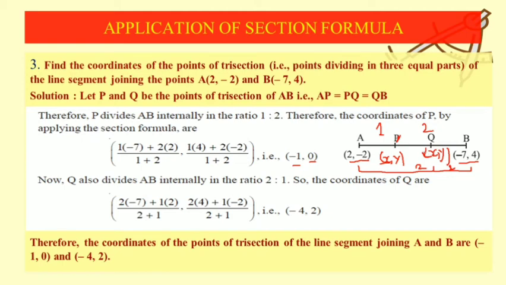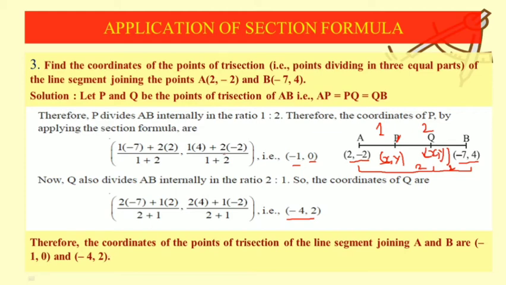Now to find Q, we will take 2 multiply minus 7 and 1 multiply 2. You can see here 2 multiply minus 7 plus 1 into 2 upon the sum of the ratio, 2 plus 1. Similarly for the y coordinate, 2 into 4 and 1 into minus 2 upon 2 plus 1. Upon solving, it will come to minus 4 comma 2. So we have obtained the coordinates for P and Q. For P it is minus 1 comma 0 and for Q it is minus 4 comma 2.